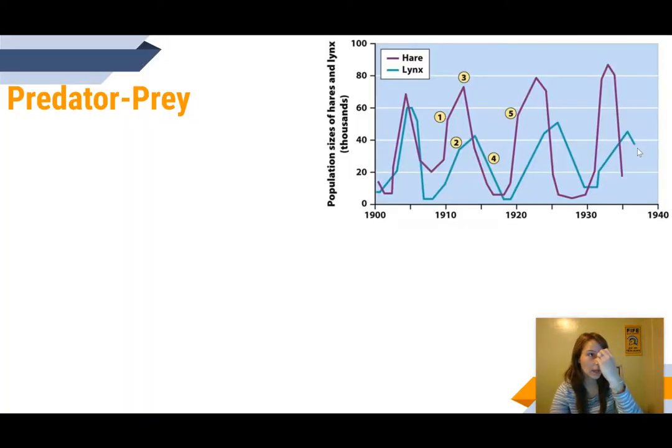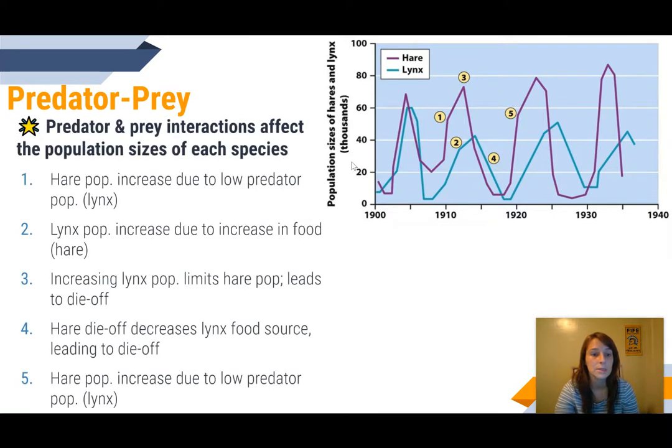Now, we can also look at carrying capacity with predator-prey graphs, when you look at a predator and the prey that it eats. An example of this is snowshoe hare, which are like rabbits, and lynx, which are a big cat species. And these numbers have actually been tracked pretty consistently up in Canada, where you mostly find these. It's important to remember that the predator and prey interactions affect the population sizes of each species.